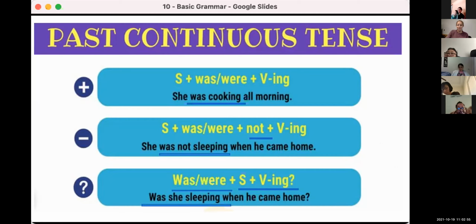Yes. Do you have any questions about how to make the past continuous or past progressive? Any questions? When we use the past continuous. When we'll use it? Yeah, good question. We'll talk about that next.